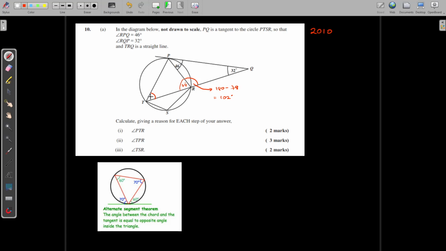Yeah man, this definitely has to be 46. It's the way the diagram is oriented, it's flipped. And let's see what else they want. They want TPR. So they want this angle as well. And they want TSR. This angle as well.